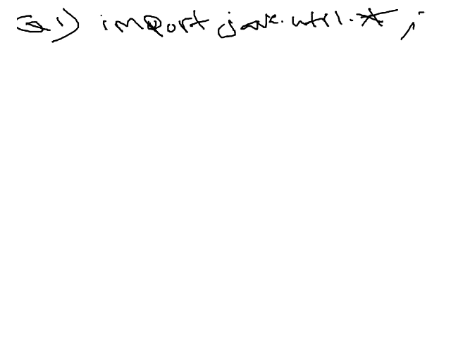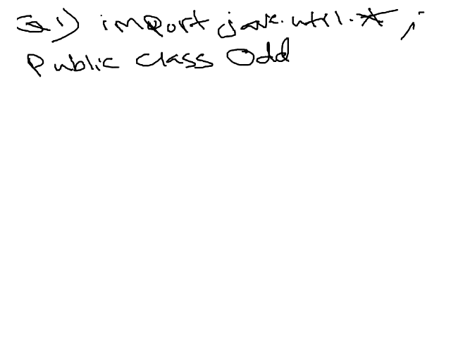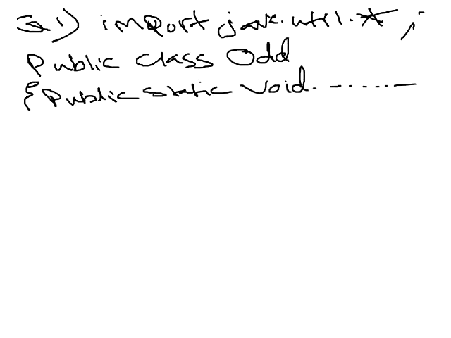And then we open our class and call it public class, and let's call it odd. And then obviously our main method, so public static void main string args to the end.